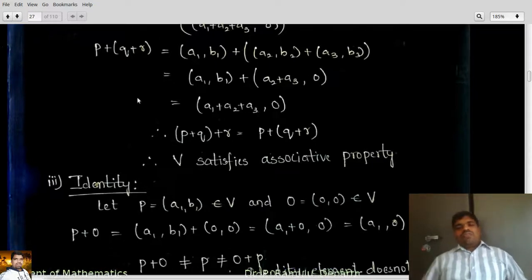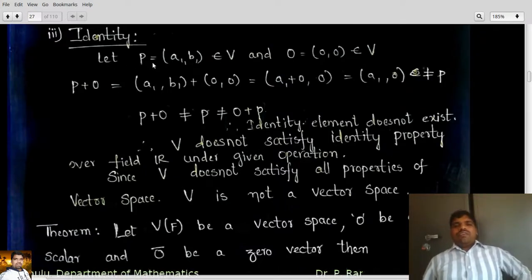Identity. I am taking P equal to (a1, b1) belonging to V, and O equal to (0, 0) belonging to V. P plus O is equal to (a1, b1) plus (0, 0), that equals a1 plus 0.